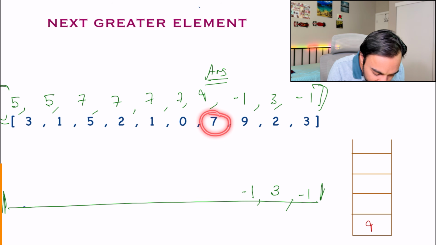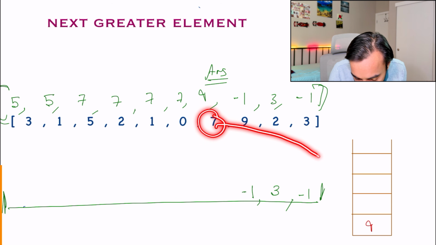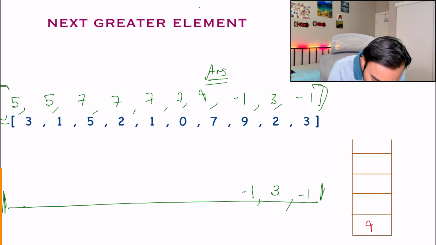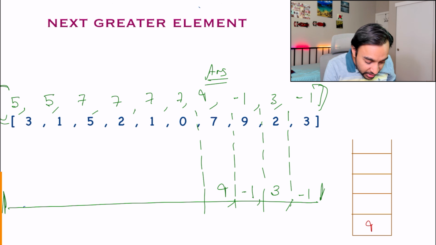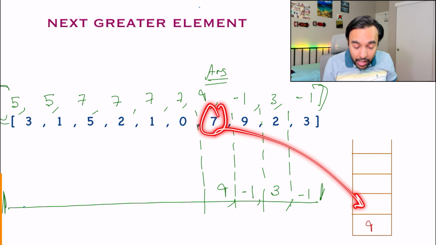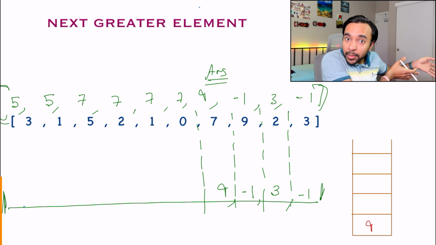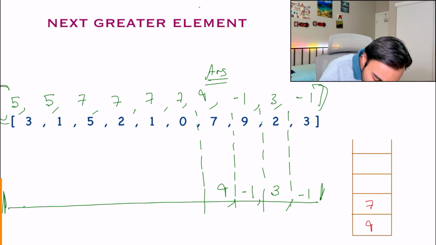What is the next element? That is 7. So check. Can you find a next greater element in your stack? Yes, 9 is greater. So I can write down 9 over here. Also, what I will do is I will add this 7 to my stack because this 7 could be a next greater element to some other element that I yet have to see.